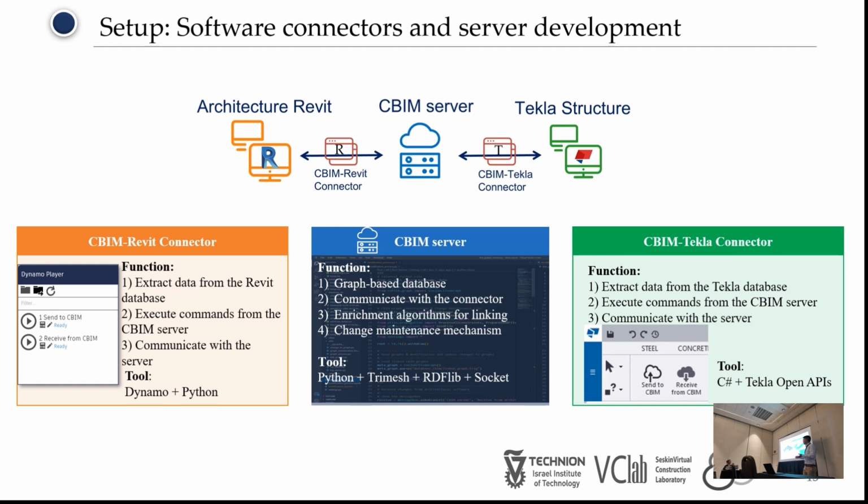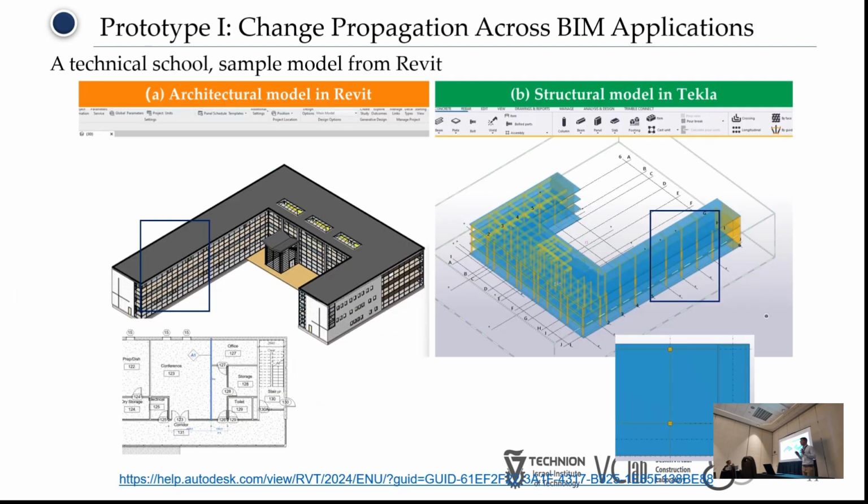So here is the first prototype, which is change propagation across BIM applications. We are going to show you users' graphs. How can we propagate the change in one domain to another one? This is an example model from Revit, and we select part of the model. The architecture model is placed in Revit. The structure model is placed in Tekla.